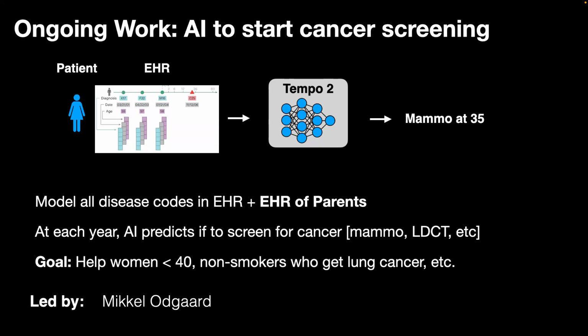In breast cancer, for women below 40, we do not know how to identify this population. And so I still get emails all the time from women who have metastatic cancer before 40. It's like, what could we have done for these people?